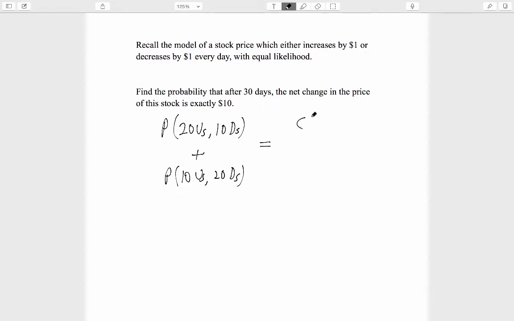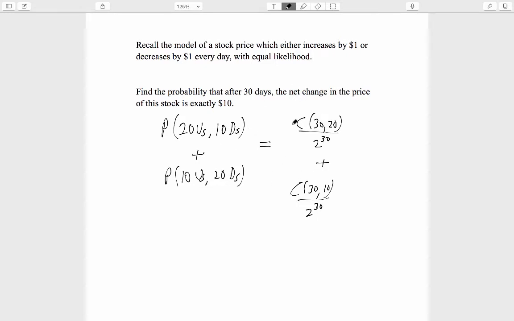We know how to compute these probabilities. These are 30 choose 20 over 2 to the 30th, plus 30 choose 10 over 2 to the 30th. Now these numerators are actually going to be equal, and so the probabilities are going to be equal. That makes sense here because of the symmetry of row 30 of Pascal's triangle. 20 ups, 10 downs, or 20 downs, 10 ups, those should have the same probability as one another.